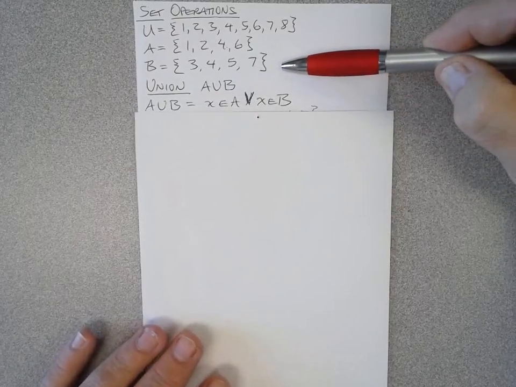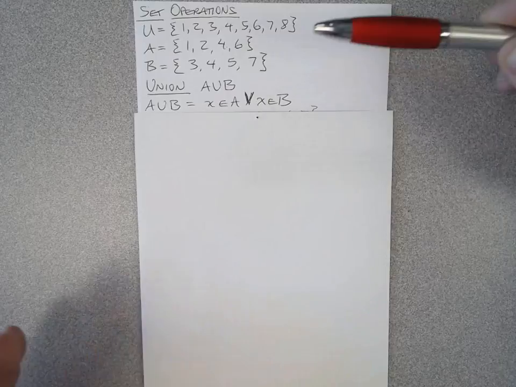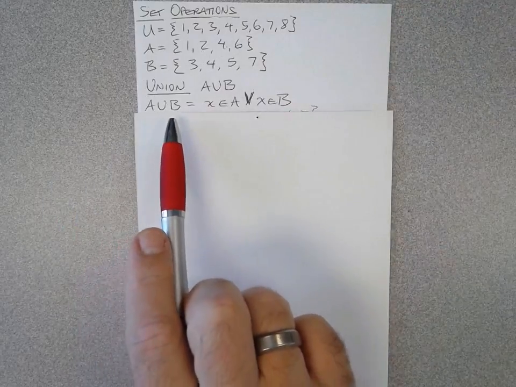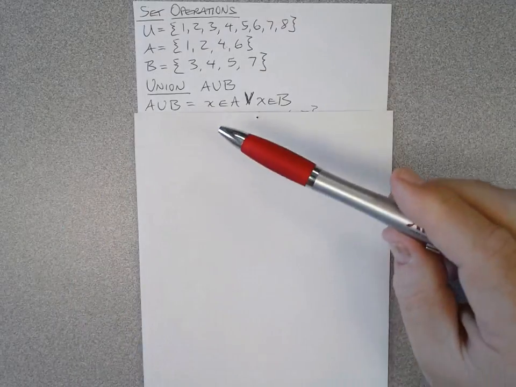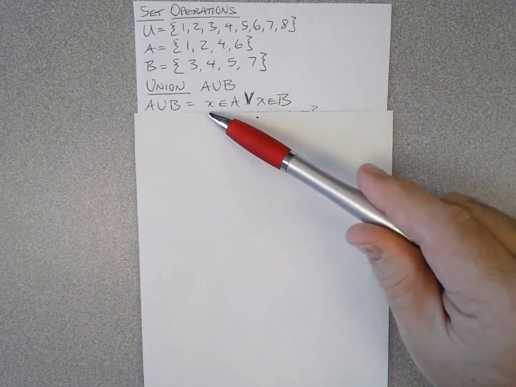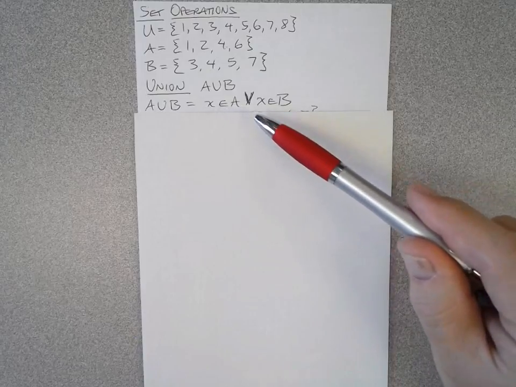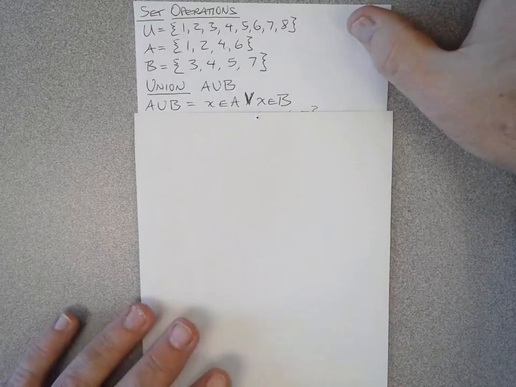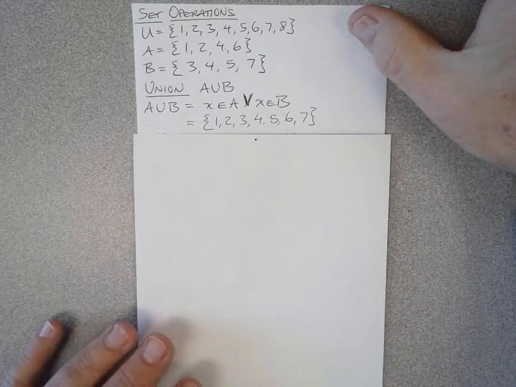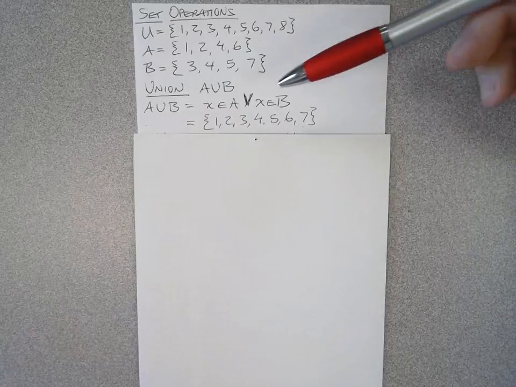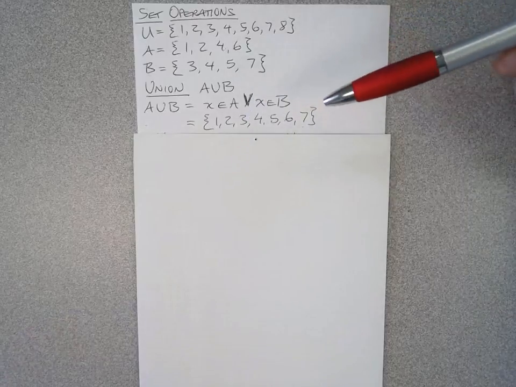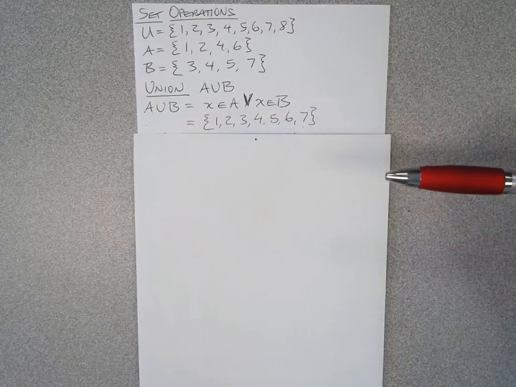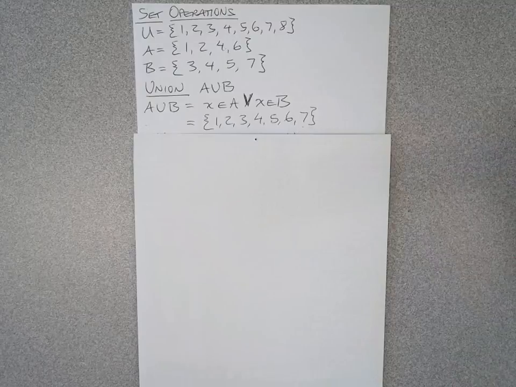And when you think about union, you're bringing everything together, combining all of the parts of A with all of the parts of B. So as long as an element is a part of A or a part of B, then it would be included in the union. And so in this case, you can see that 1, 2, 4, and 6 come from A, 3, 4, 5, and 7 come from B. Put those all together in the union, and that's about as simple as it gets.